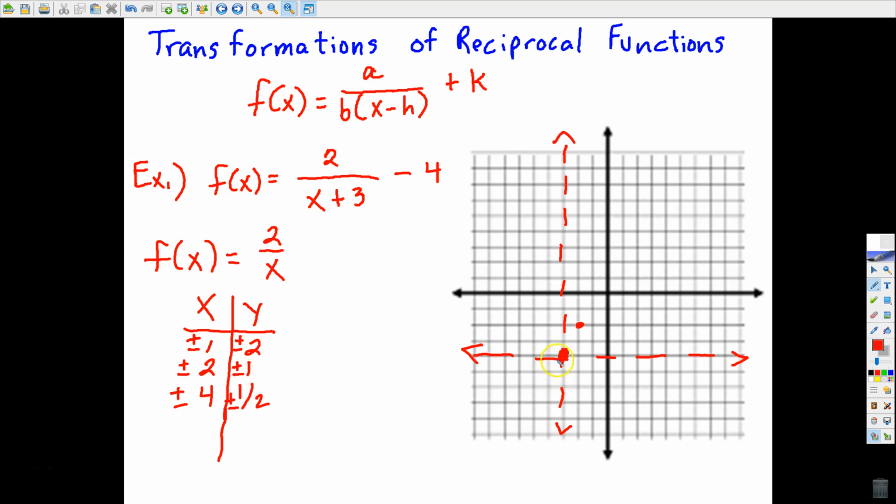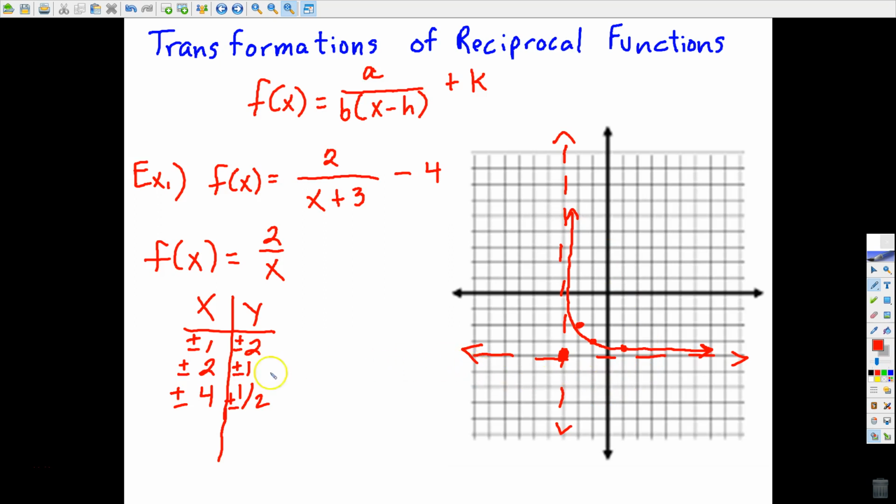Now I'm going to go right 2, up 1 from this new 0, 0. I'm going to go right 4, up a half. And using my vertical and horizontal asymptotes as guides, I'll just draw a curve through those points.